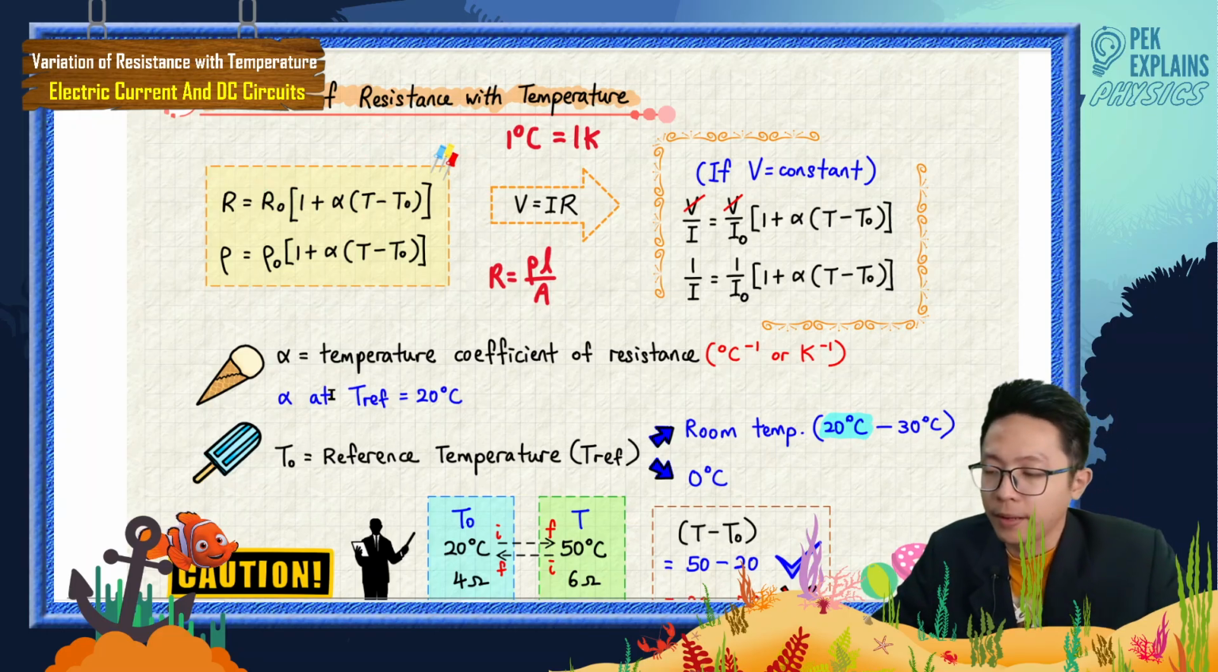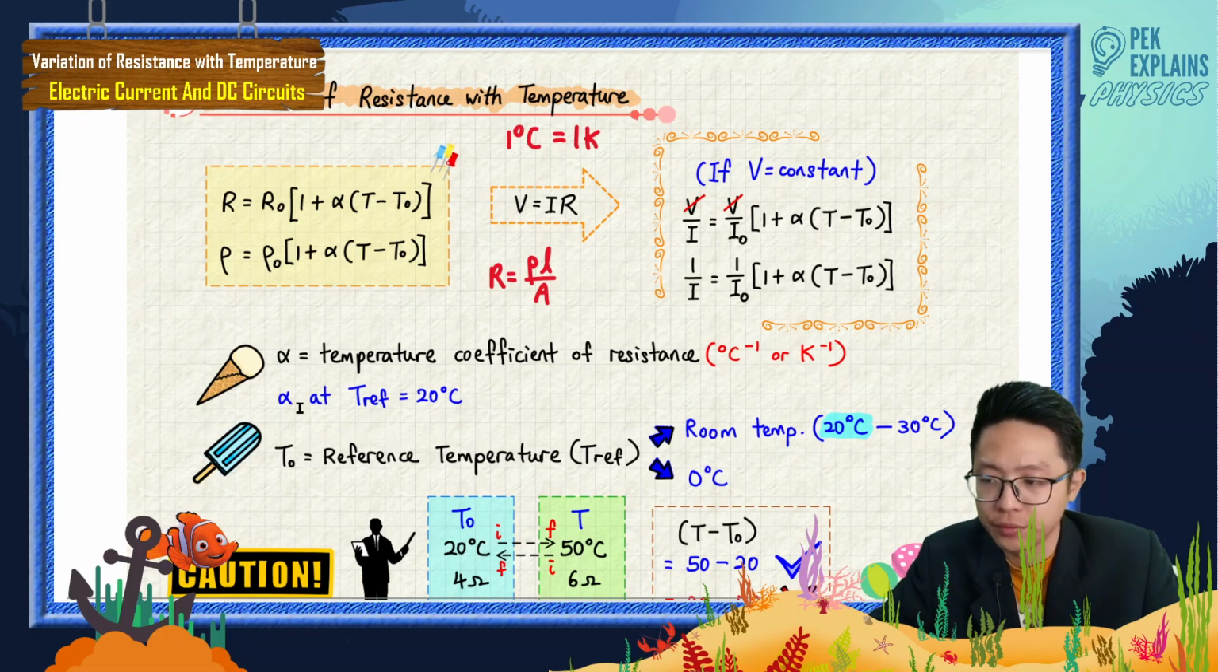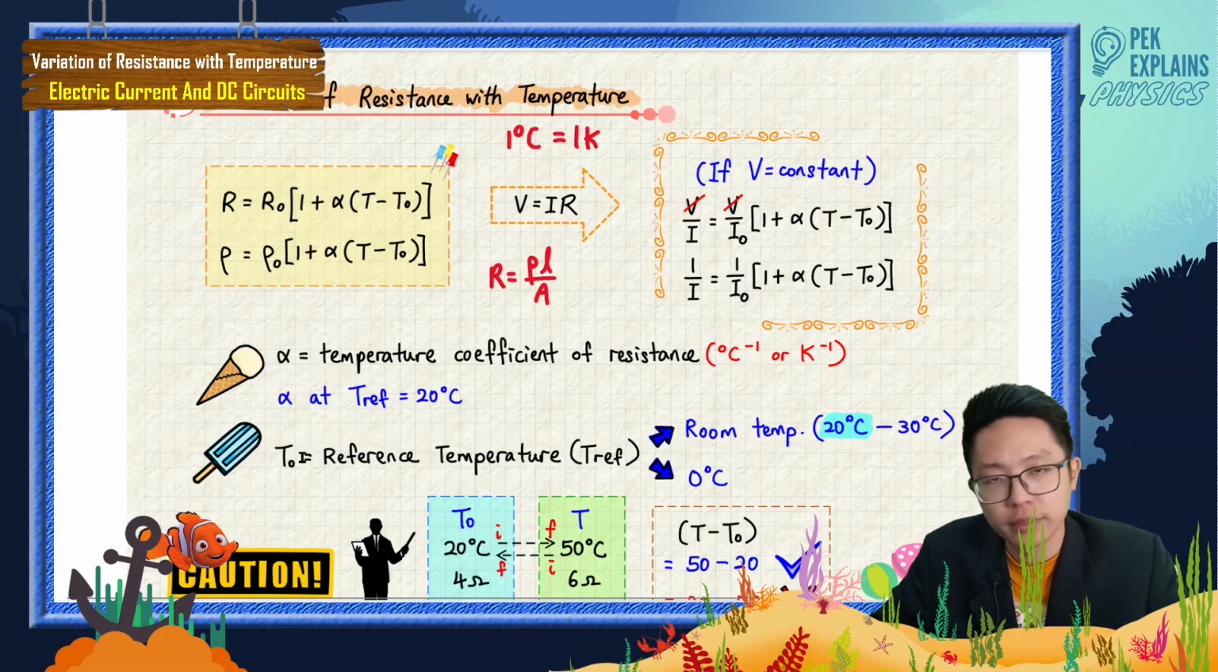Now, I want to talk about this alpha. Alpha has different values depending on the reference temperature. And what is reference temperature? Okay, let's not talk about alpha first. Let's talk about T naught first. T naught, what do you think it is?